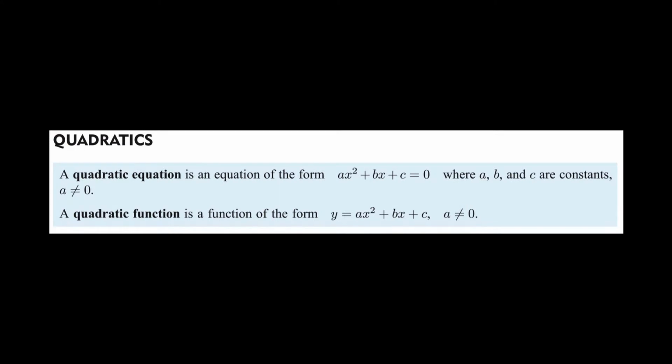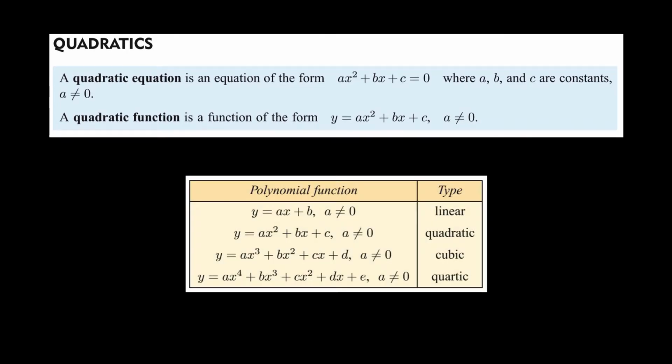A quadratic equation is an equation of the form ax squared plus bx plus c equals 0, where a, b, c are constants and a cannot be equal to 0. A quadratic function is a function of the form y equals ax squared plus bx plus c, where a cannot be equal to 0. If a equals 0, then this wouldn't be a quadratic function, it'd be a linear function instead. A quadratic belongs to the family of polynomial functions, in which they can be linear, quadratic, cubic, or quartic, depending on the power that x is raised to.